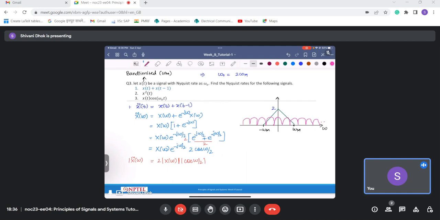Now make a note of this fact that cos of omega by 2 goes from minus infinity to infinity for omega, and X of omega is non-zero only when omega belongs to minus omega m to omega m. I hope this part is fine. So if I multiply these two things, the resultant X tilde of omega will be non-zero only when omega belongs to minus omega m to omega m, which means that the maximum frequency is equal to omega m, which means that the Nyquist rate is equal to 2 times omega m, which is equal to omega naught.